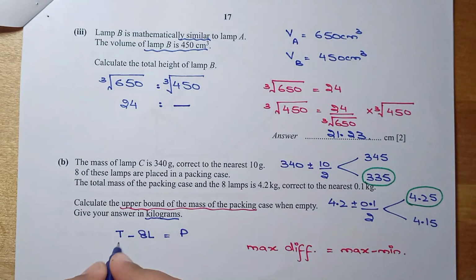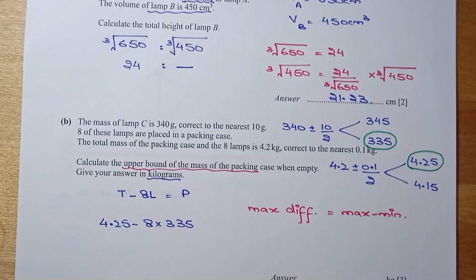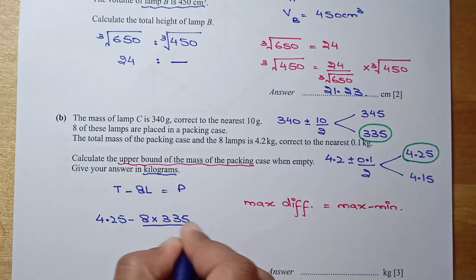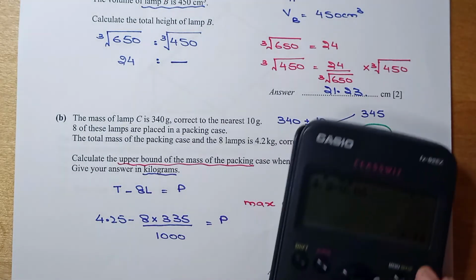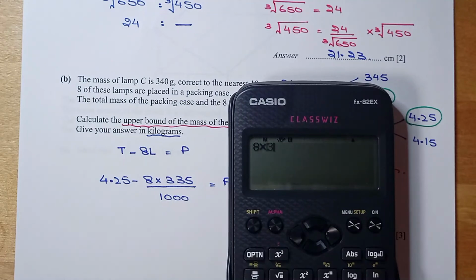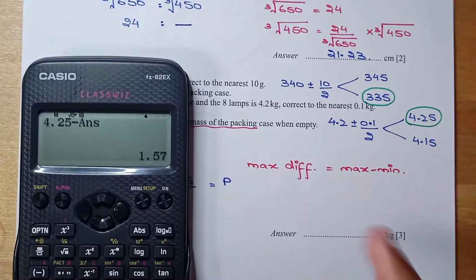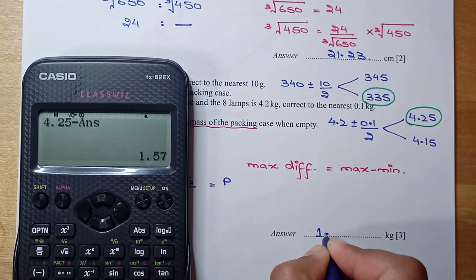So let me substitute. The upper bound for the total mass is 4.25. Subtract 8 times the mass of a lamp, the minimum, that is 335. This is in terms of kilograms, but this one is in terms of grams, so we need to convert them into kilograms by dividing by 1000. We will get the mass of packing when empty. Okay, we do the calculation. 8 times 335 divided by 1000. 4.25 subtract the answer is 1.75, the mass of a packing in terms of kilogram when it is empty. 1.57, sorry.